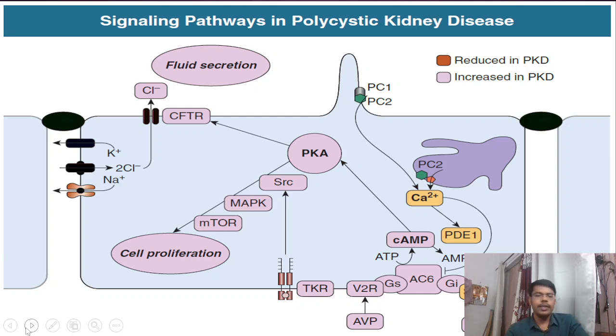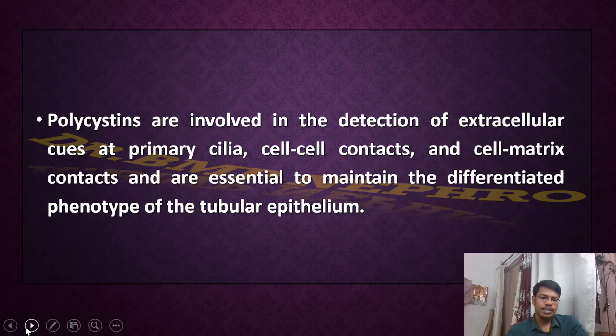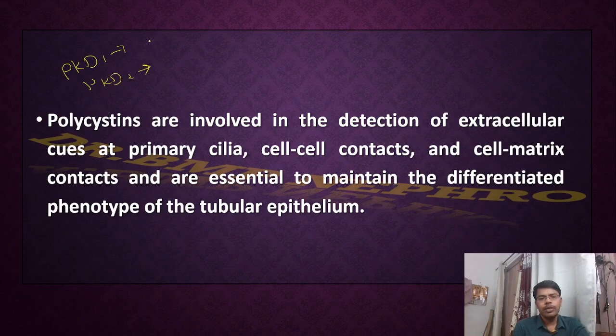To understand the treatment, this pathway in polycystic kidney disease is very important. So many letters, so many words. A student might get confused. Let us simplify it. What are these polycystins? PKD1 gene and PKD2 gene make two proteins, polycystin 1 and 2. These are present in the cilia and they are important for cell to cell contact, cell matrix contact, and it also acts as a transmembrane channel, transmembrane signaling.